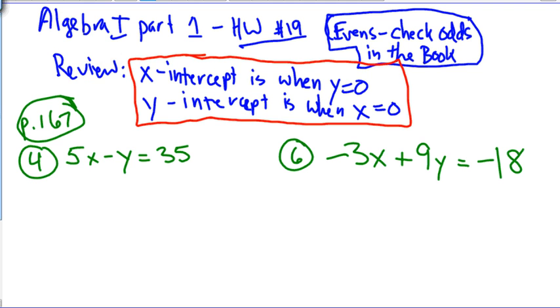All right, guys, we're going to go over homework 19A and B. I'm going to pick the even numbers, and we'll go through most of them. If we don't get to all of them, then we'll find a time when we have a chance where we can go over them.